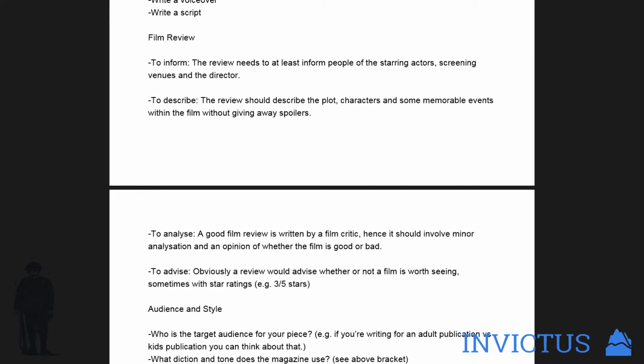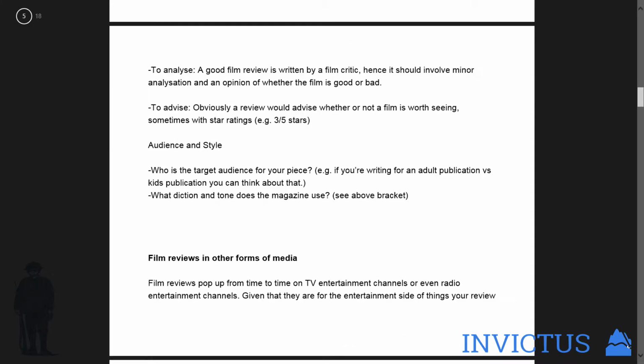To describe, the review obviously should describe the plot, characters, and some memorable events, so as to attract the reader's attention, but not give away spoilers. So no spoilers. You have to tease the audience in a way. To analyze, a good film review is written by a film critic, as I've said before, hence it should involve minor analyzation and opinion of whether the film is good or bad.